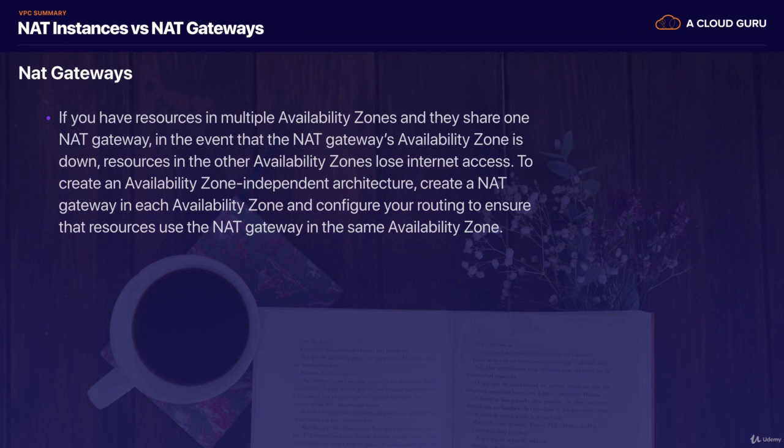To create an availability zone independent architecture, what you have to do is create a NAT gateway in each availability zone and configure your routing to ensure that resources use the NAT gateway in the same availability zone in which they're in.